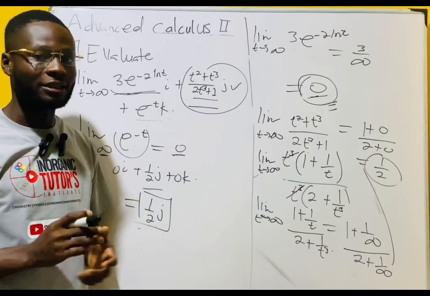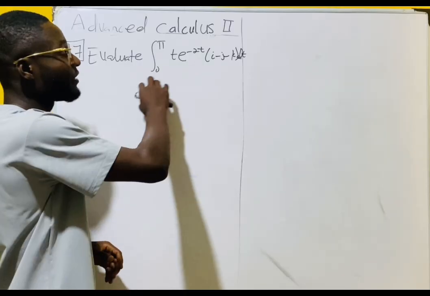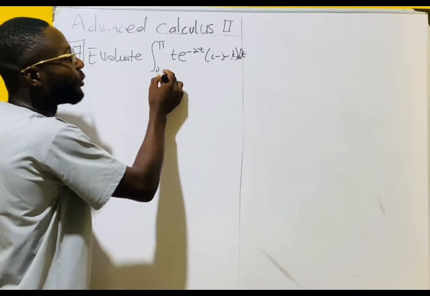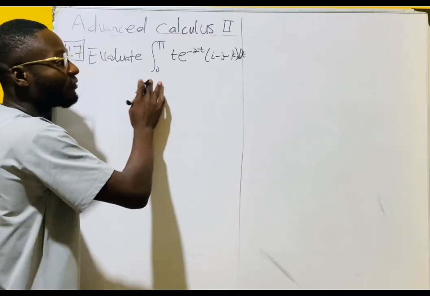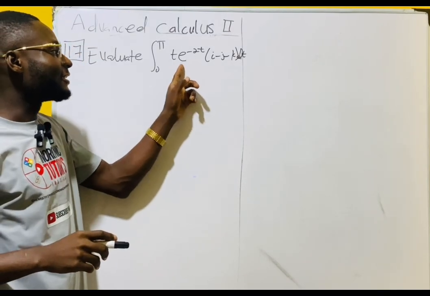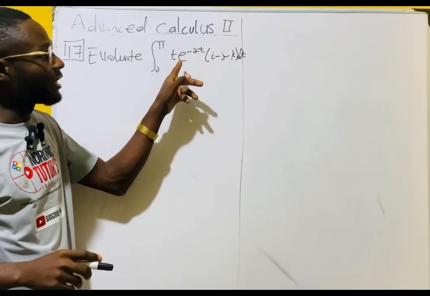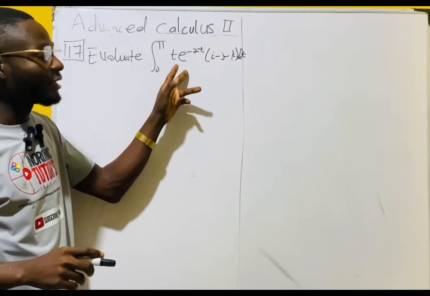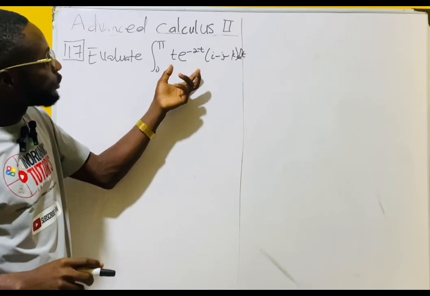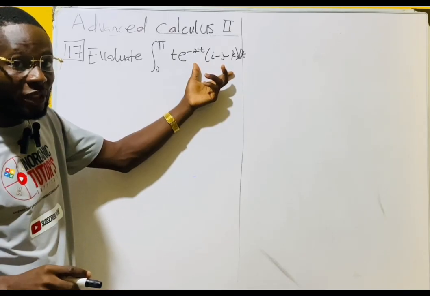Now let's move on to question number 17. With question number 17, we want to evaluate this integrand, right? When you have an integrand of this nature, this is t e to the negative 2t. This is a product function. And when you have two functions multiplying and you want to integrate, you have to use integration by parts, right? But they've made the work so easy for us.